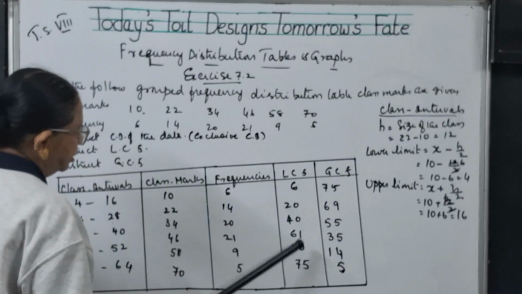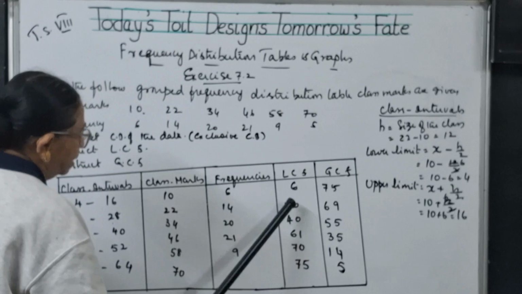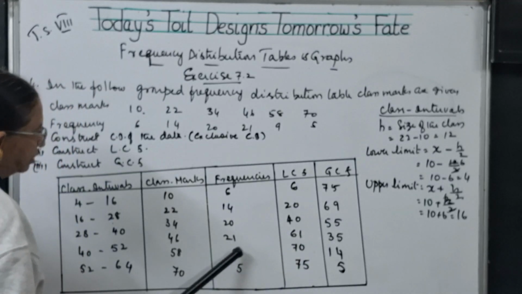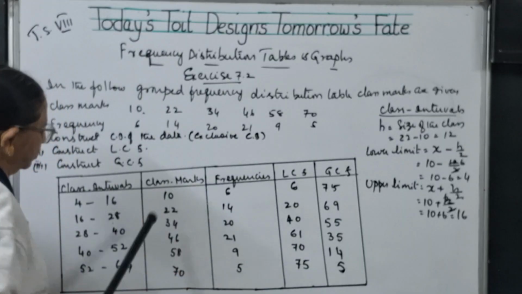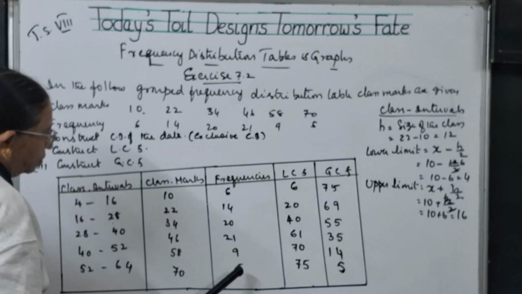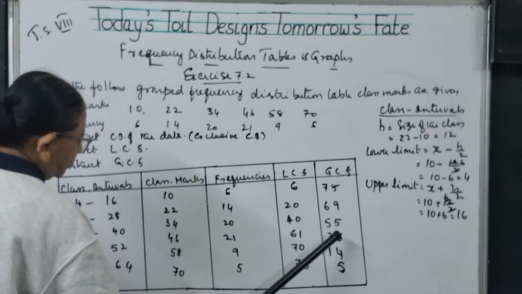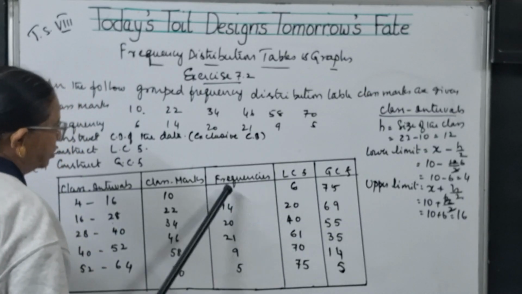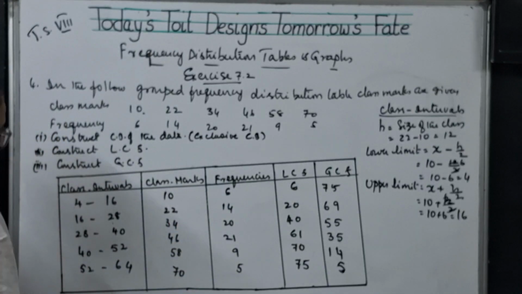Next, less than cumulative frequency should start with the least value 6, 6 plus 14, 20, 20 plus 20, 40, 40 plus 21, 61, 61 plus 9, 70, 70 plus 5, 75. Now greater than cumulative frequency should start with the greater value. So here frequency 5, 5 plus 9, 14, 14 plus 21, 35, 35 plus 20, 55, 55 plus 14, 69, 69 plus 6, 75. So this is how these answers can be written, children. Note it down.